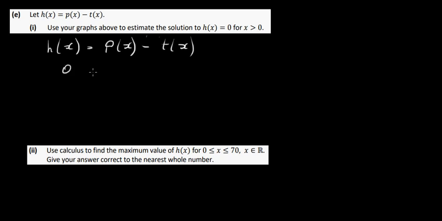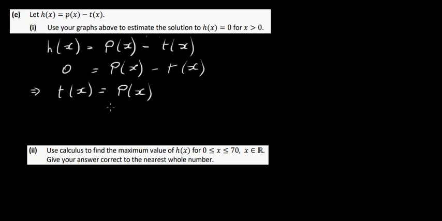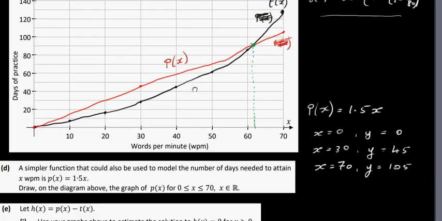So we're going to have h of x equal to 0, which means 0 is equal to p of x minus t of x. So if I bring t of x over here, it would just mean then that t of x is equal to p of x. This is really what we want to solve here, but I've just brought the t of x over here. So we want to know where is t of x equal to p of x on the graph. Use your graph, and I've done that here.